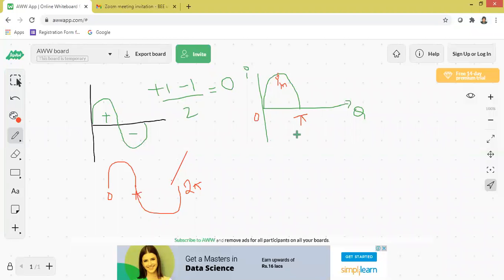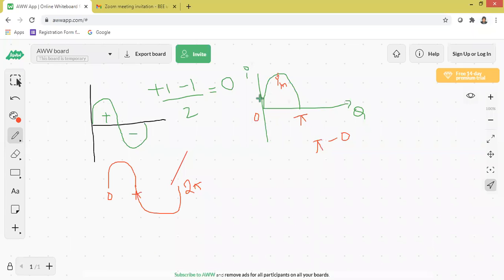Length, yes, very good. It is starting from initial position 0 and reaching the final position. So the length is 180 minus 0, which is pi minus 0, or simply we can write pi. Now what is the area of the curve?